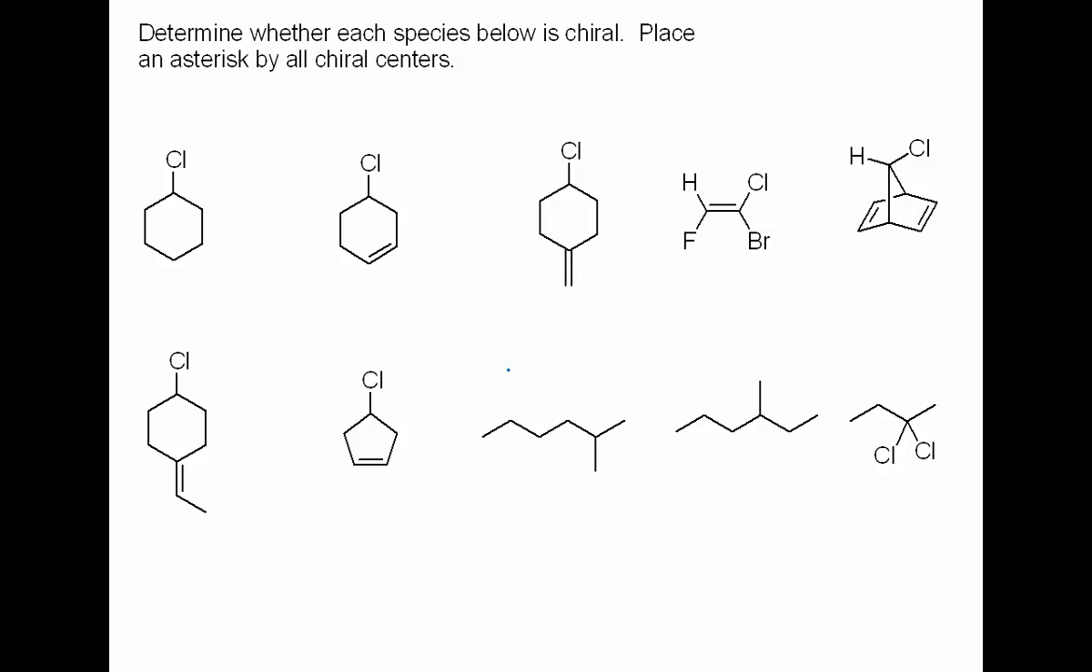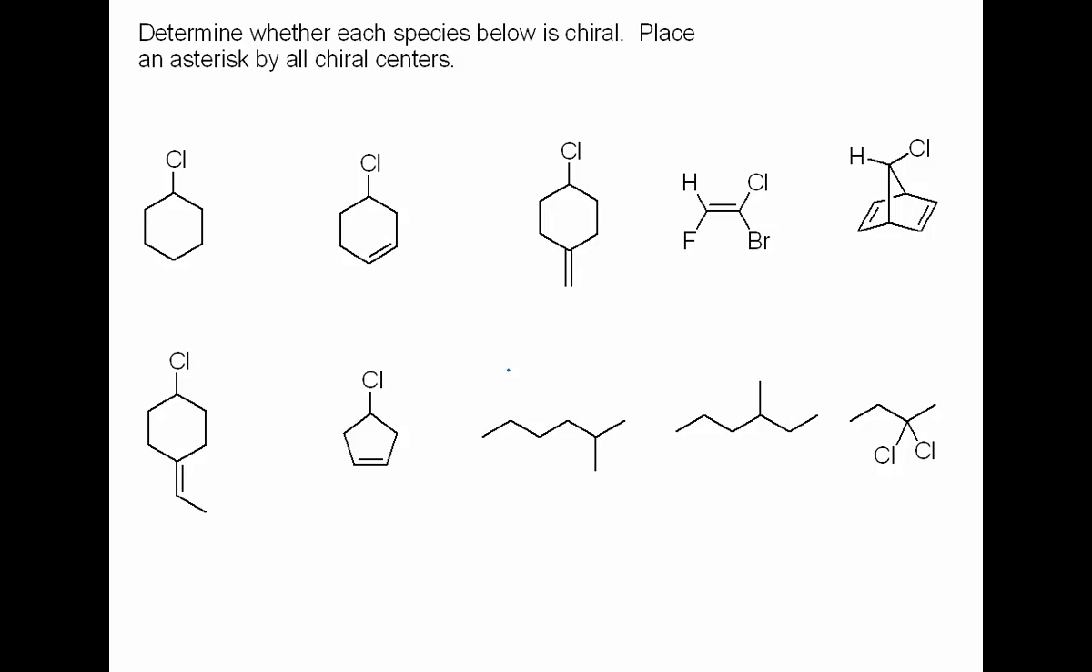All right, so here's a problem. Do this one yourself. This is a very classical type of problem, and I'm going to go straight through it, but you should pause it and do this first. Determine whether each species below is chiral, and place an asterisk beside all of its chiral centers.